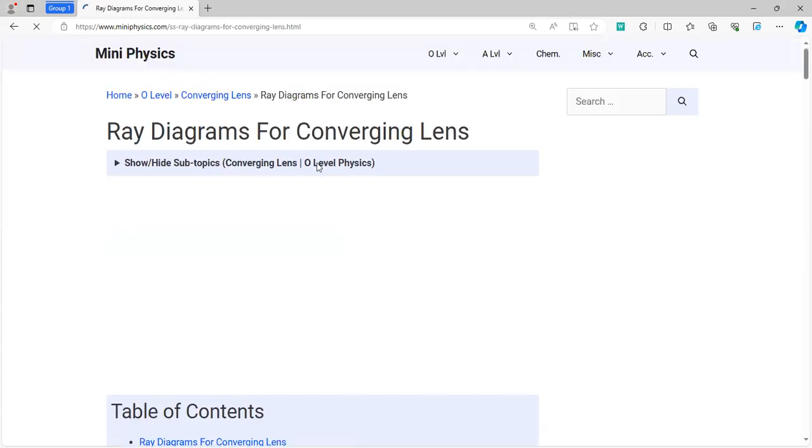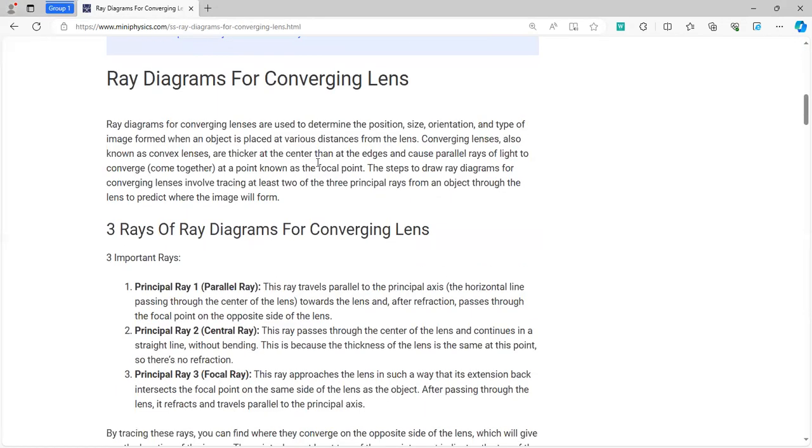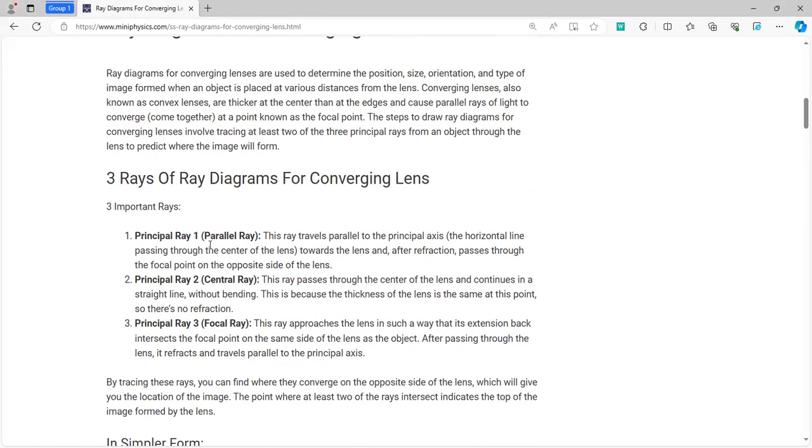In O-levels physics, you are several times asked to construct ray diagrams for a converging lens. Now I'll teach you how to make them. In all of the ray diagrams, you can make ray diagrams with the help of only two light rays, and the third light ray is not necessary.